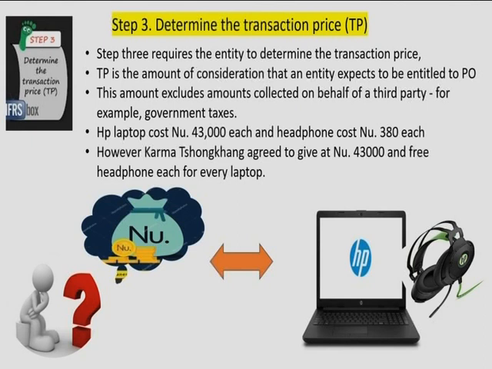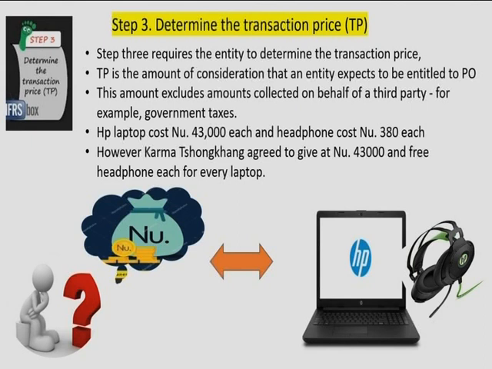So in order to determine the transaction price, they are telling us the transaction price is the amount of consideration that an entity expects to be entitled to for the performance obligation. The amount excludes amounts collected on behalf of third parties, for example, government taxes.